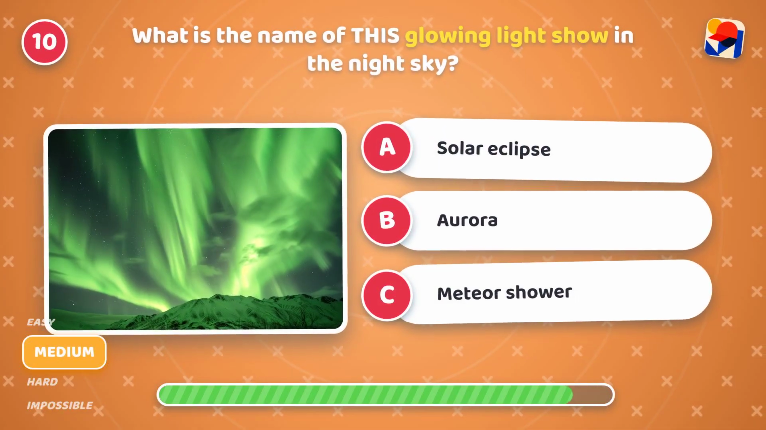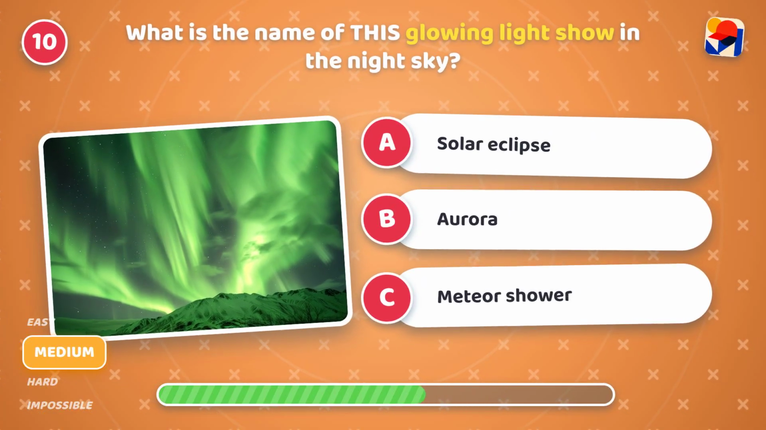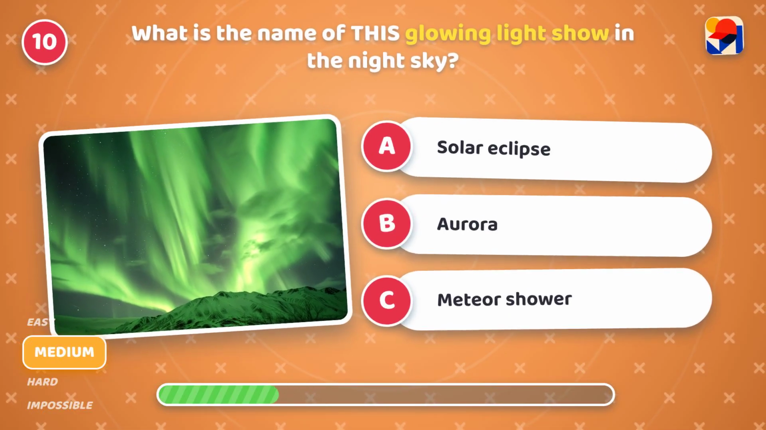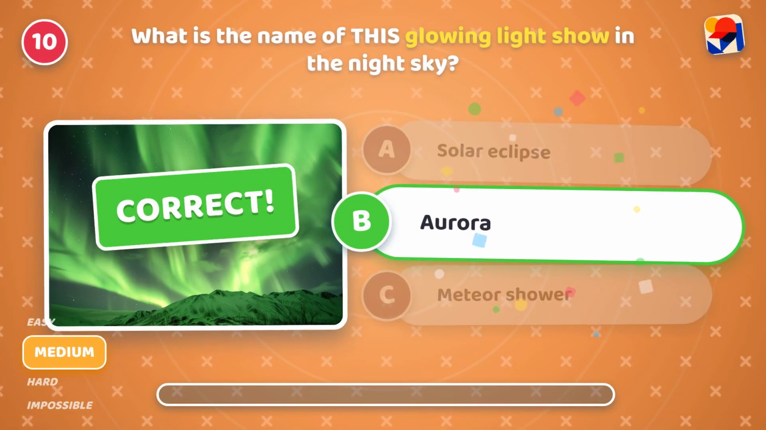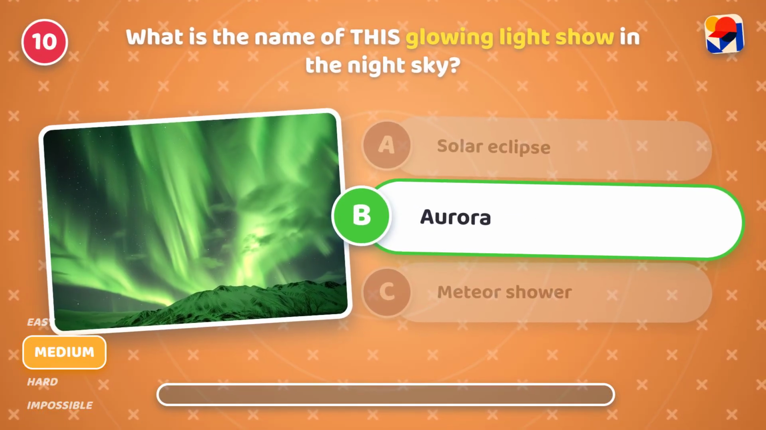What is the name of this glowing light show in the night sky? Is it A, solar eclipse, B, aurora, or C, meteor shower? It's B, aurora. Charged particles collide with Earth's atmosphere.